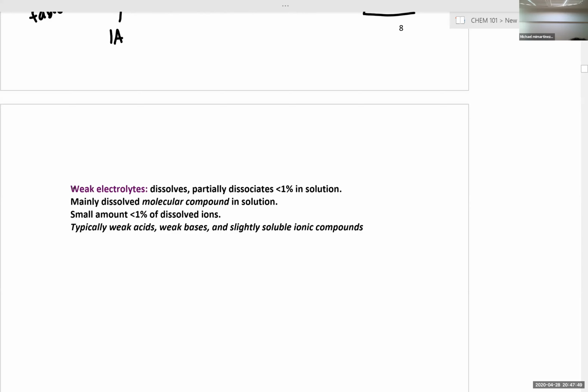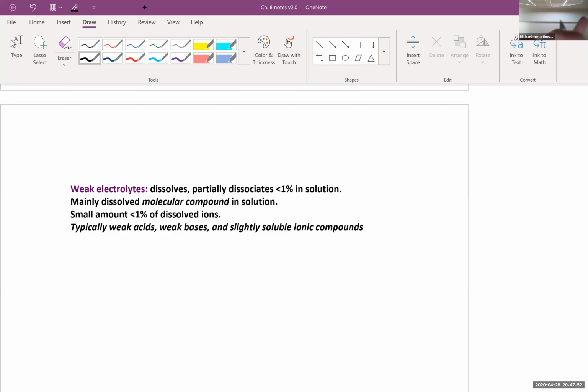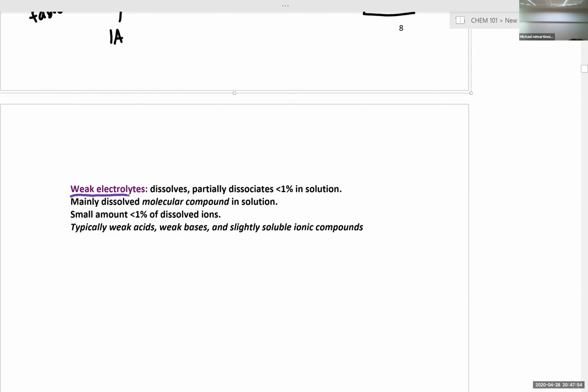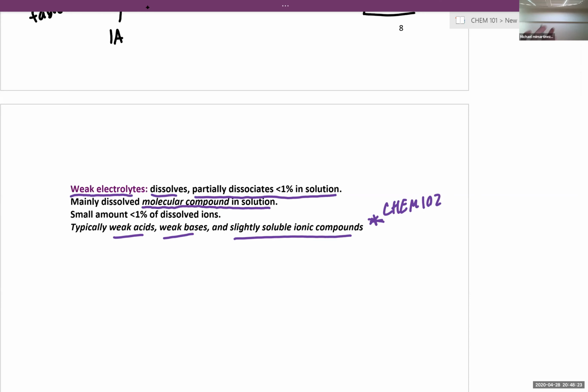Weak electrolytes, and let me use the corresponding color for that. Weak electrolytes dissolve and then they partially dissociate, less than 1% in solution. So for weak electrolytes, we have mainly molecular compound in solution. These are our weak acids, weak bases, and slightly soluble ionic compounds. We're just going to put a star next to this one because the idea of slightly soluble ionic compounds is brought up mainly in Chem 102.